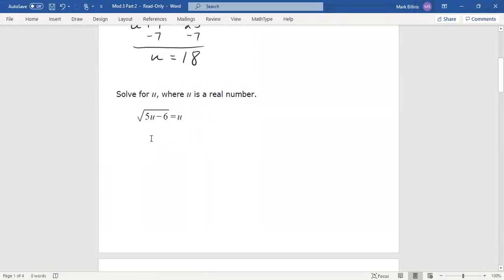Our next problem, again, we're solving for u, and we have the square root of 5u minus 6 equals u. So again, we want to get rid of that radical sign by squaring both sides. So the left-hand side becomes 5u minus 6 equals u squared. Now we have a quadratic equation. So remember what we did with a quadratic. We need to make sure we set it equal to 0 and solve.